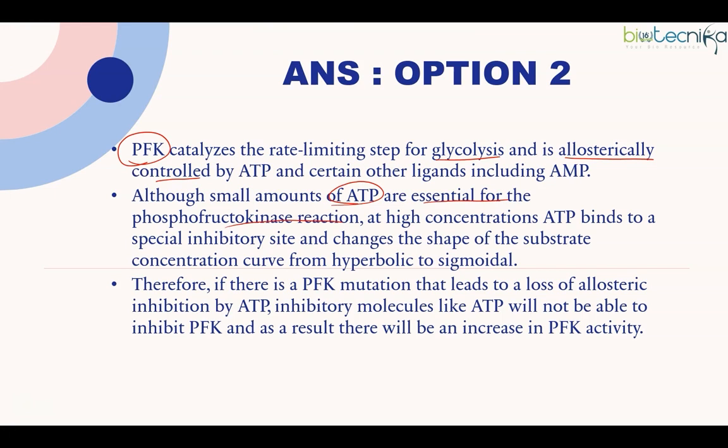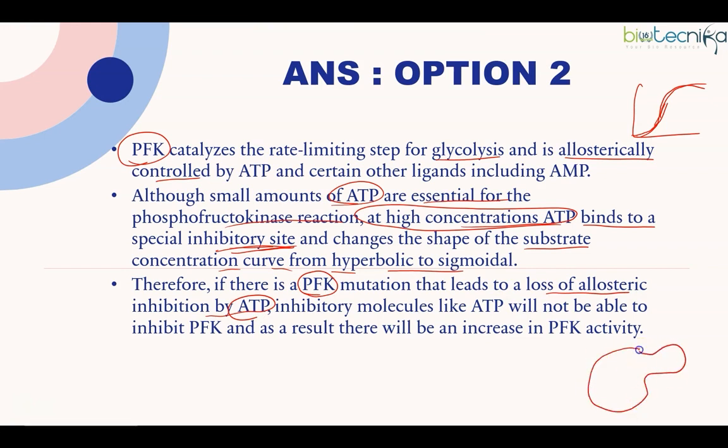ATP is a part of the reaction because it has to be coupled with the reaction for it to take place. But at high concentration, ATP binds to a special inhibitory site, the allosteric site, and it changes the shape of the substrate concentration curve from hyperbolic to sigmoidal. Because it's a regulatory enzyme, its curve is sigmoidal. Once the inhibition starts happening, it will inhibit further. So if there is a PFK mutation that leads to a loss of allosteric inhibition by ATP, that means what? The ATP will not be able to bind.